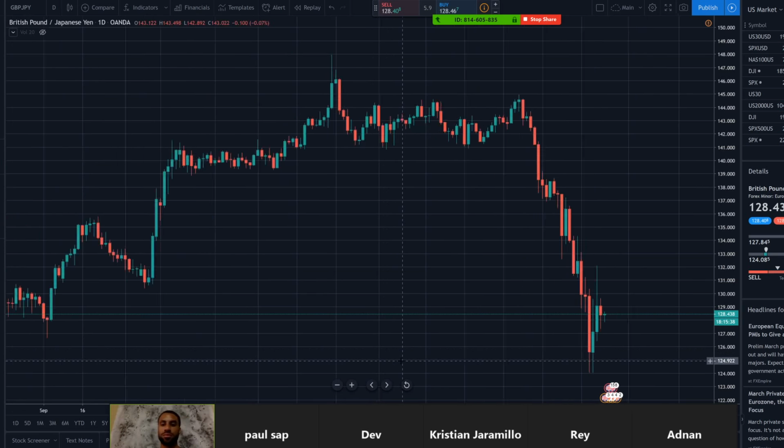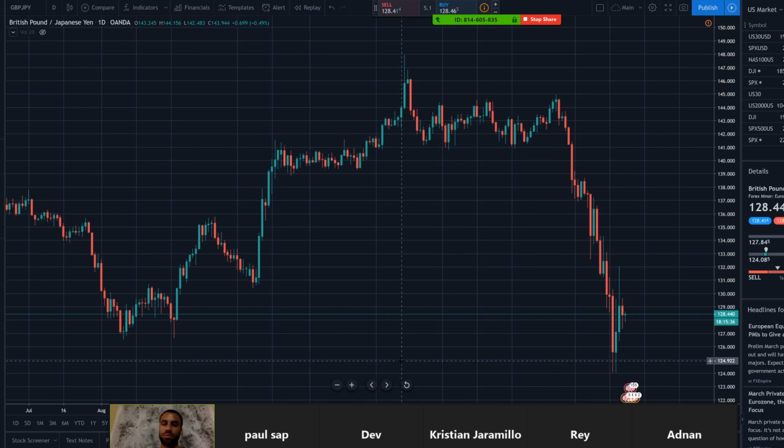So I consider not only Japanese candlesticks, but also things like Tweezer Bottoms really important. Some people call it Tweezer Bottoms, or it's basically when you see wicks hit the same or very, very close to the same price on a significant time frame.